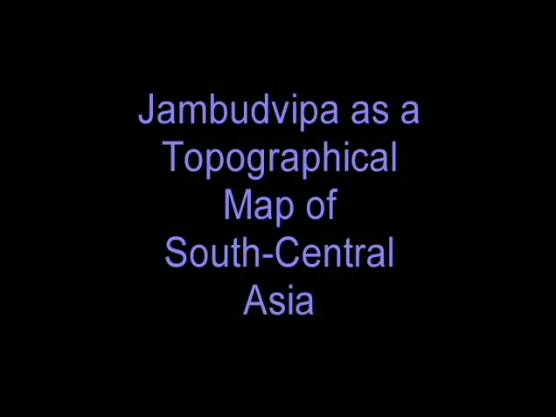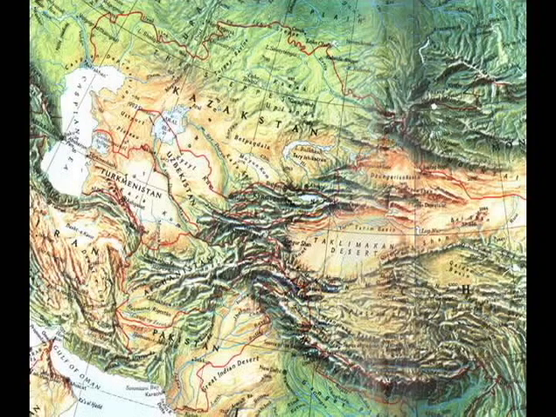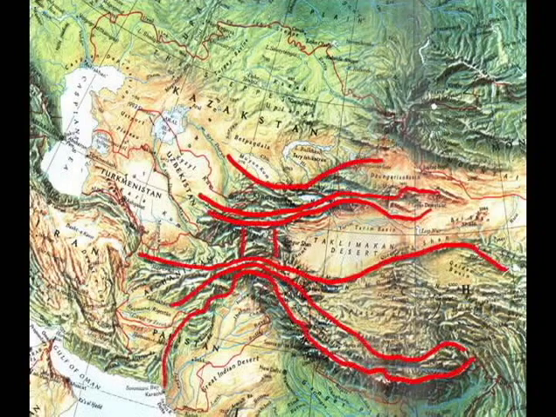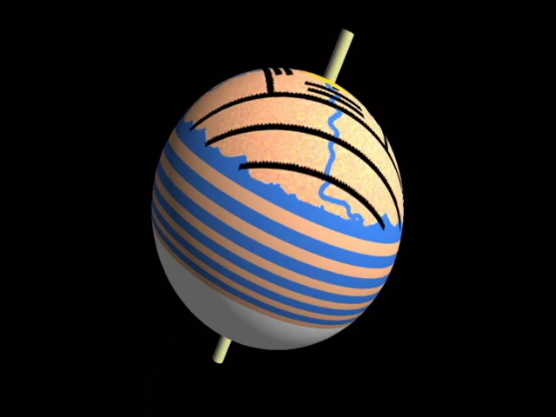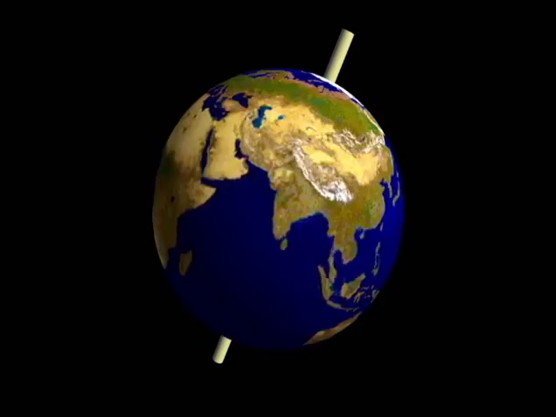Jambudweep is a topographical map of South-Central Asia. Jambudweep, the central hub of Bhumandala, can be understood as a local topographical map of part of South-Central Asia. This is the third of our 4 interpretations of Bhumandala. In the planisphere interpretation, Jambudweep represents the northern hemisphere of the Earth globe. However, the detailed geographic features of Jambudweep do not match the geography of the northern hemisphere.